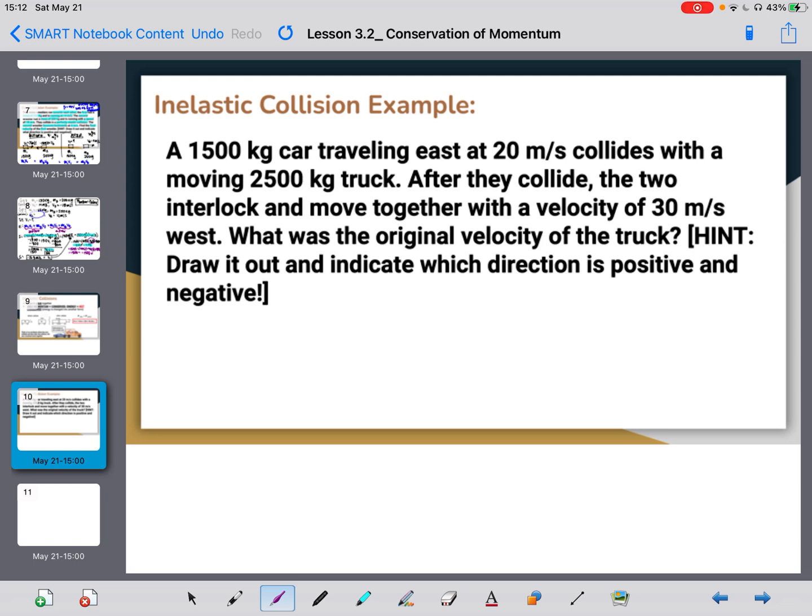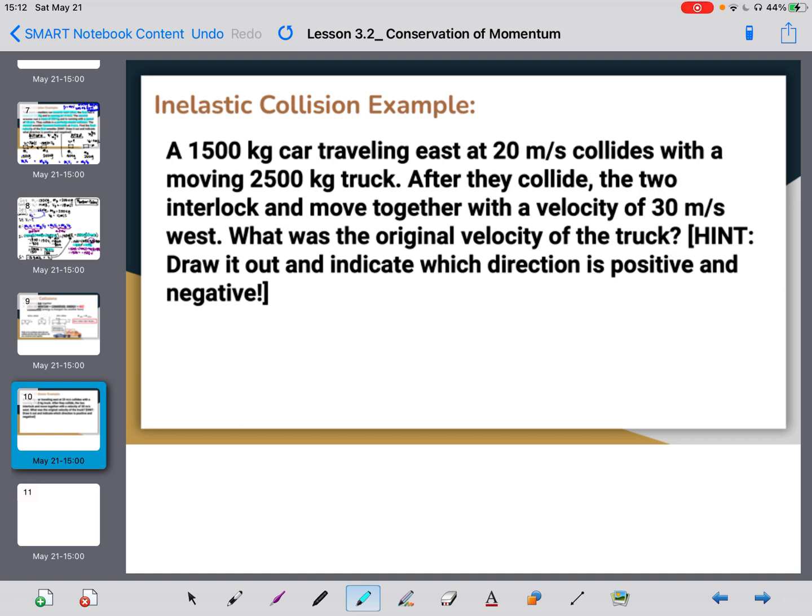Conservation of momentum. Here we're going to talk about an inelastic collision. So let's read the following problem. A 1,500 kilogram car traveling east at 20 meters per second collides with a moving 2,500 kilogram truck. After they collide, the two interlock and move together with a velocity of 30 meters per second west. What was the original velocity of the truck?